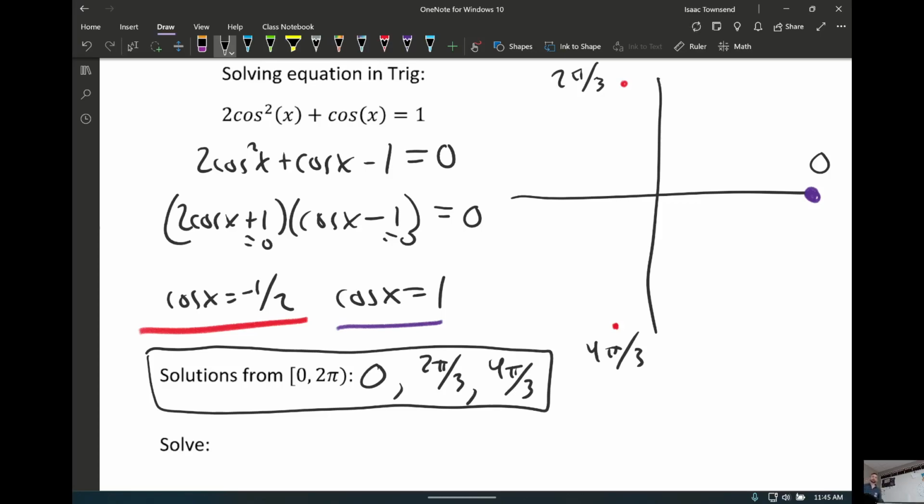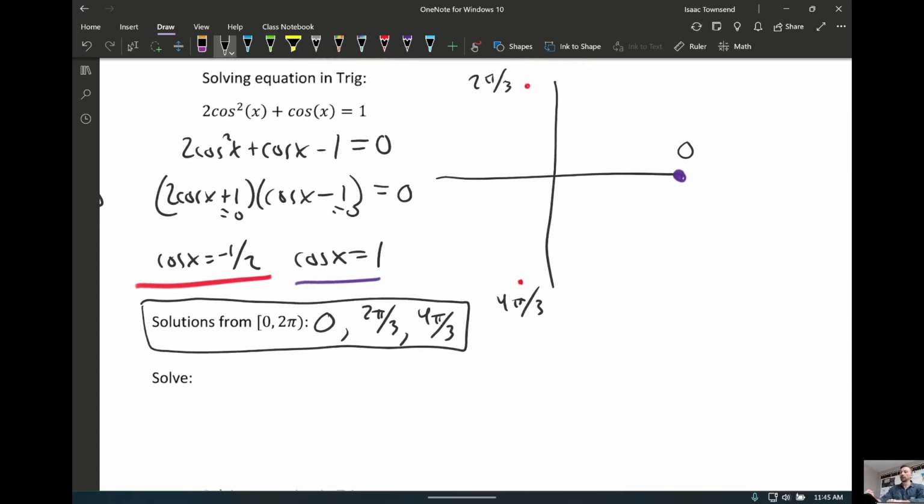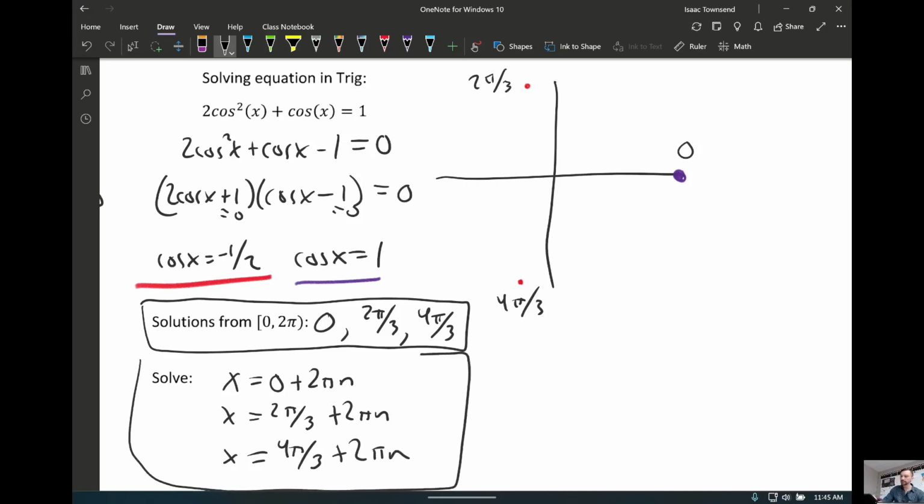And then if the directions instead say solve, that wants the coterminal angles as well. So you could say x could be 0 plus everything coterminal to it, plus 2 pi n. X could be at 2 pi over 3 plus all of his coterminal solutions. And x could even be 4 pi over 3 and any of his coterminal solutions. So it's a little tedious, but it's not any harder than writing them the other way.